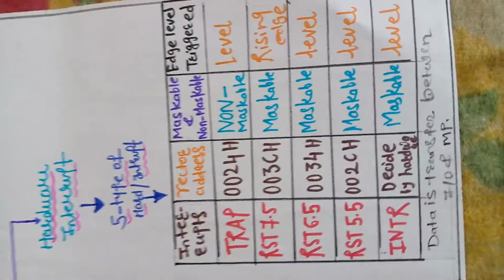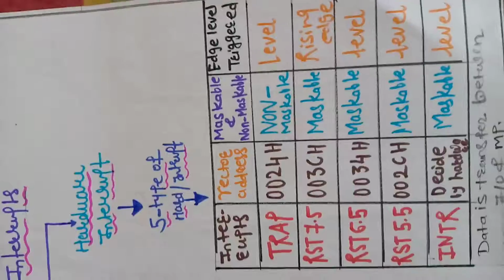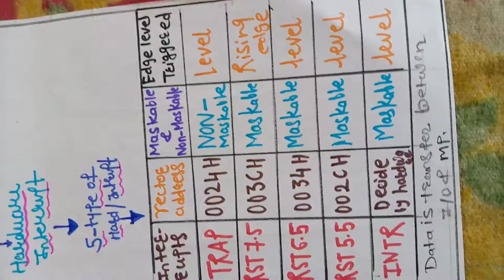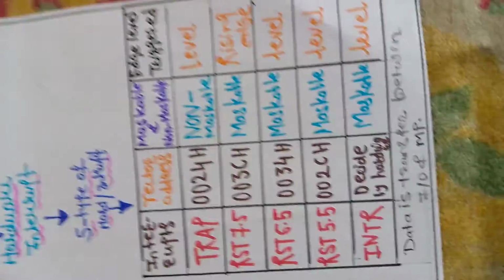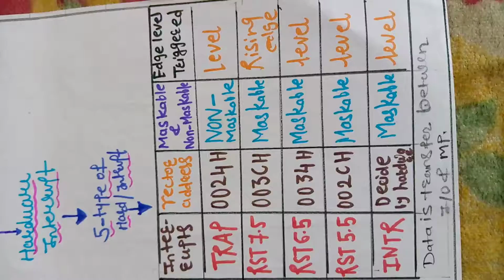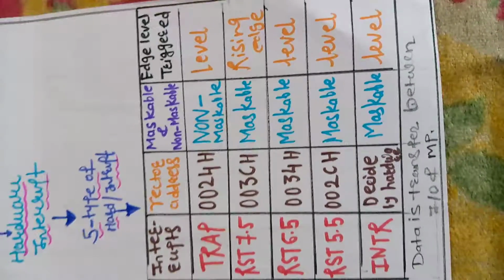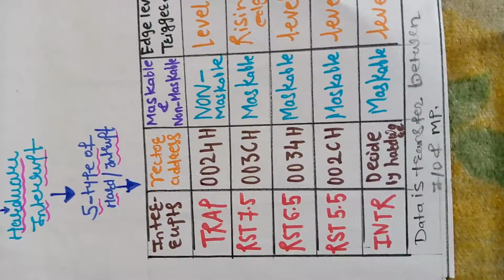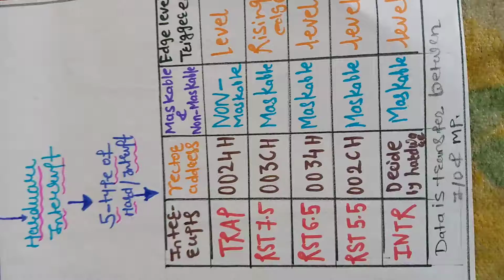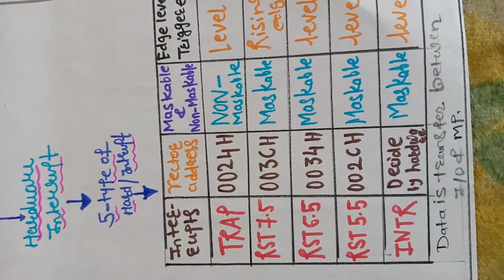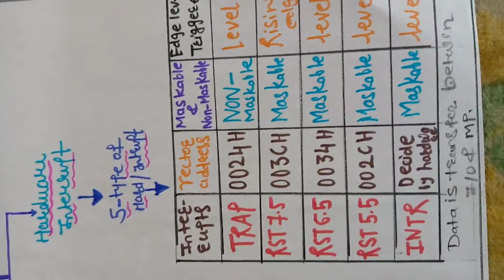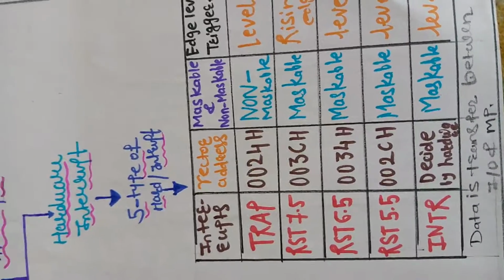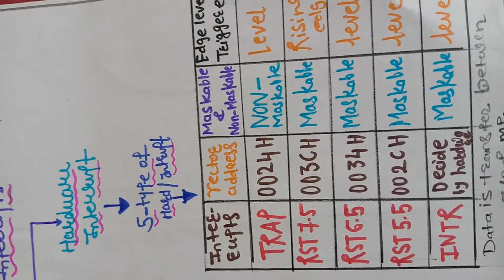The first interrupt is the TRAP interrupt. Its vector address is 0024H. First of all, we will see what maskable and non-maskable mean. Normally, maskable or non-maskable means you cannot avoid it. Suppose during some process the microprocessor was performing some operation like addition, and during that time an interrupt instruction came, of the type TRAP. So during that addition operation, the operation has to pause for some moment, and it has to attend to the TRAP instruction.